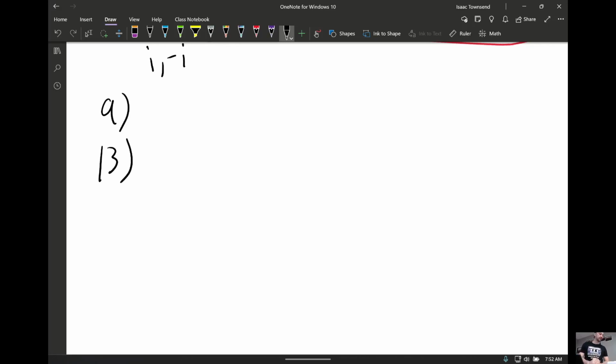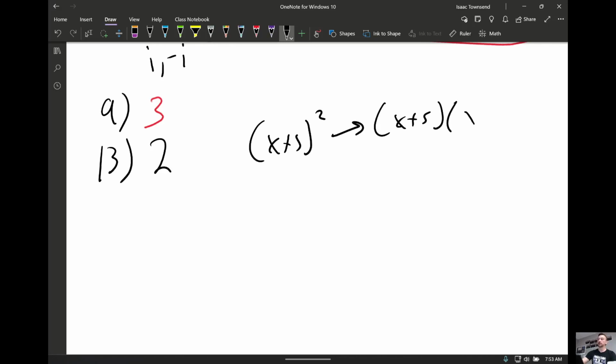Okay, so the reason I said the first two should be very quick is because all it asks is how many zeros should it have. So number 9 has how many zeros? 3, because it's a degree 3. And then number 13, there's 2 zeros. Be careful because of this square. If you need to do this times itself and FOIL it out to see that a little bit clearer, then please do. But it is a quadratic, so 2 zeros.